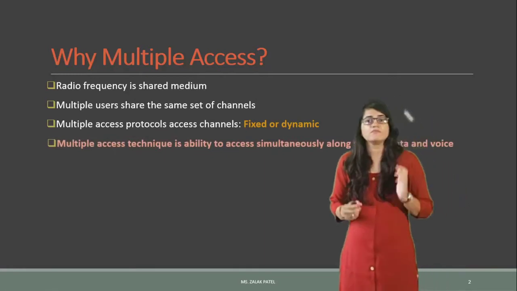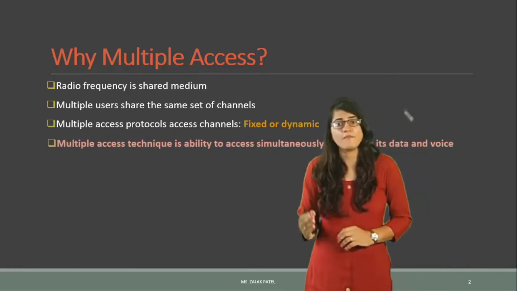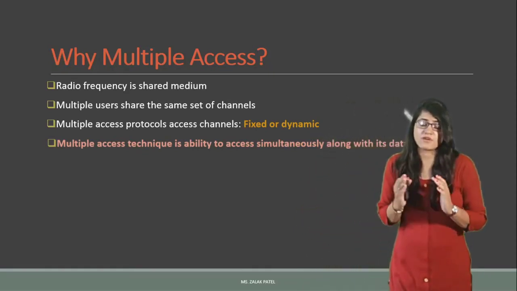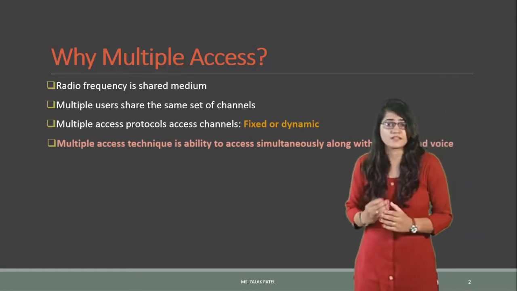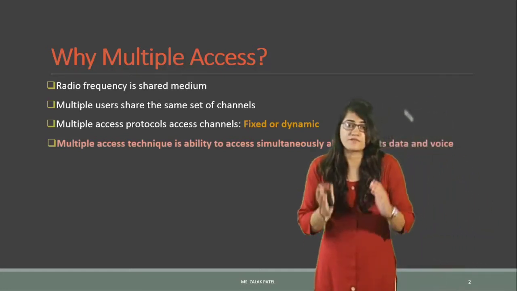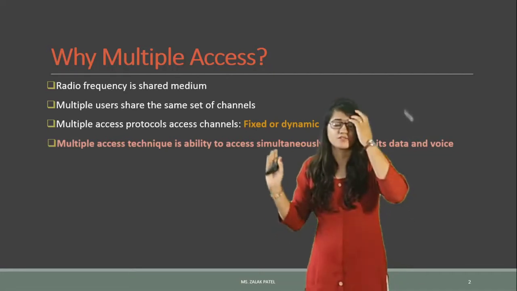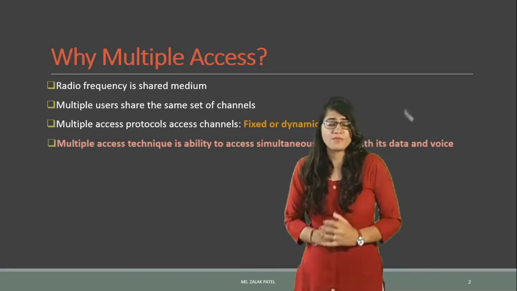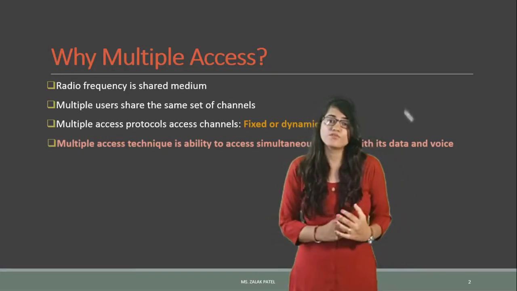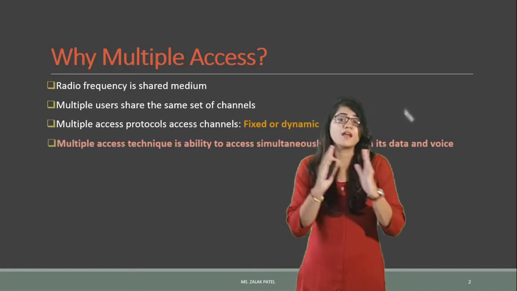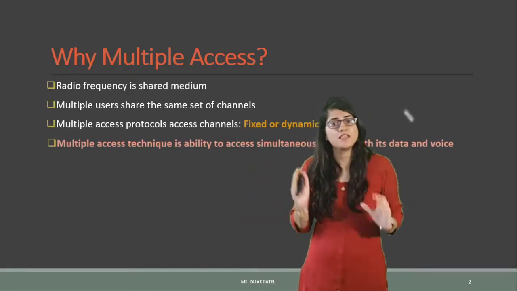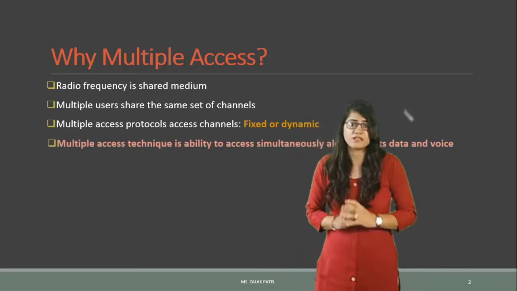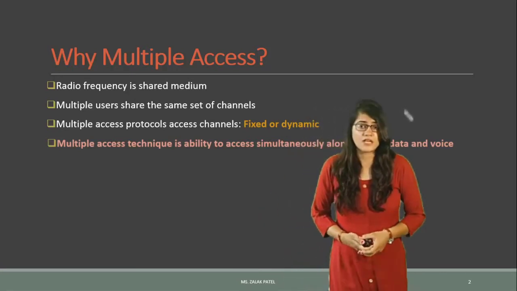Basically, multiple access is the ability to simultaneously use data and voice, because in wireless communication a user can transmit either data or voice from the transmitter to the receiver end. With multiple access that is possible, because many users can transmit from one end to another or access the resources from transmitter side to receiver side.